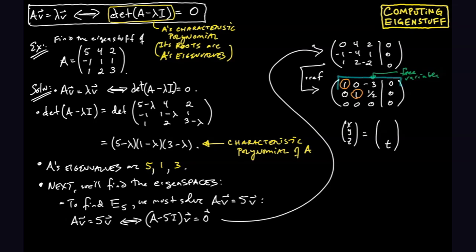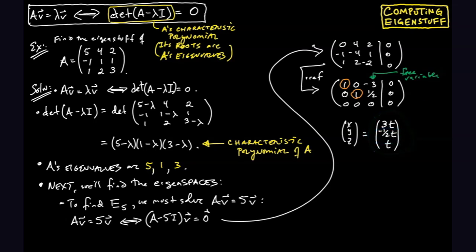Thinking of the equation corresponding to the first row, that would be x minus 3z is 0. Or in other words, x is 3z. But we are thinking of z as t, so x is 3t. And similarly, on the second row, that corresponds to the equation y plus half z is 0. So y is minus half z. But we're using our parameter t in place of z, so this entry would be minus half t.